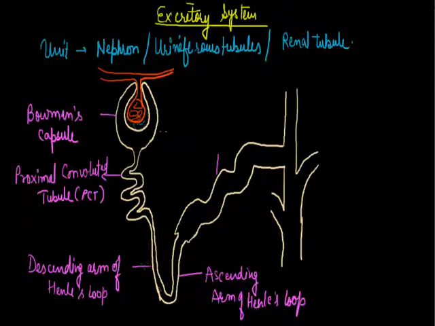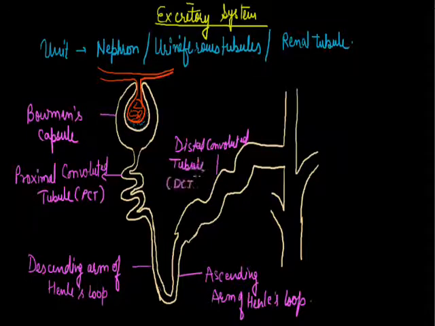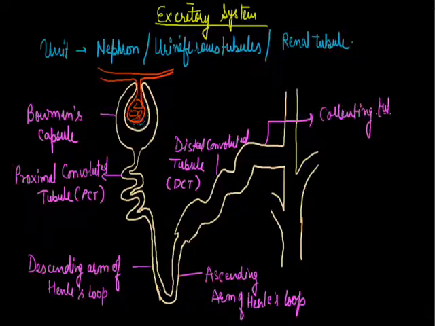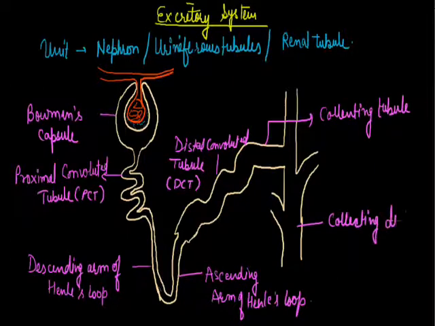This ascending arm will channelize into the DCT or distal convoluted tubule. After that, it will channelize through a straight tract into the collecting duct. This is known as the collecting tubule. This is the whole structure of the nephron.